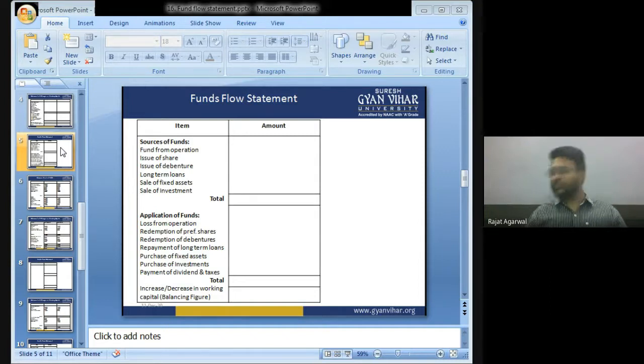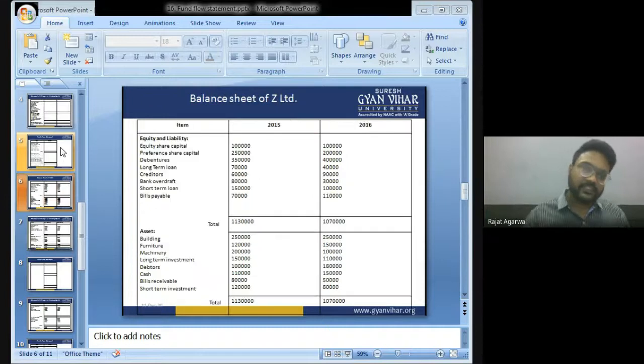Let's start now. Same example, same balance sheet. Equity and liability: equity share capital, preference share capital, debenture, long-term loan, creditor, bank overdraft, short-term loan and bills payable. Assets: building, furniture, machinery, long-term investment, debtor, bills receivable, short-term investment.